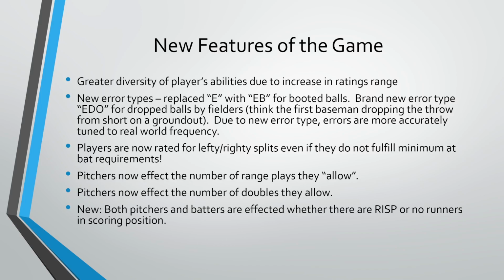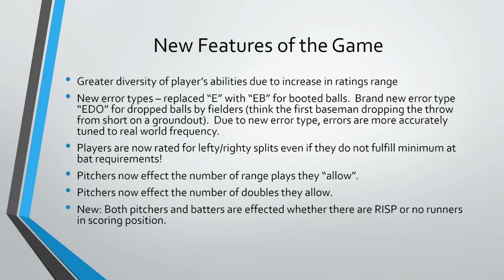Let's actually talk about some of the new features. And I know you're reading ahead. That's fine. So new features again, greater diversity of the player's abilities due to an increase in the ratings range. Yes, rating ranges used to be 1 to 5, like for range, right? Certainly errors were always 1 to 20. Base running ratings were 1 to 5. It's now 1 to 7.